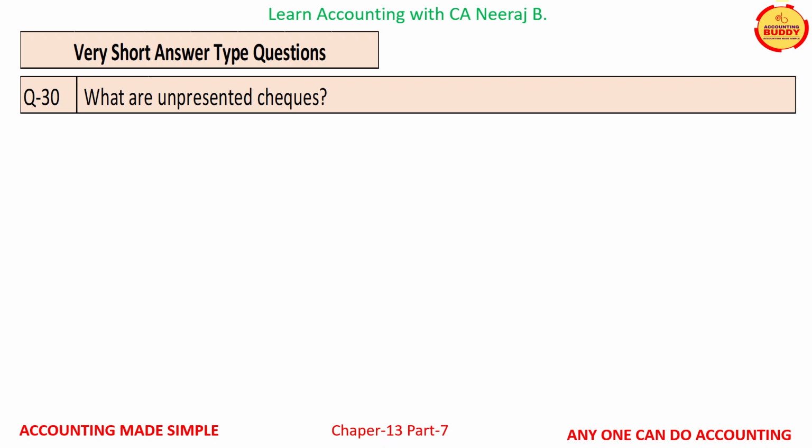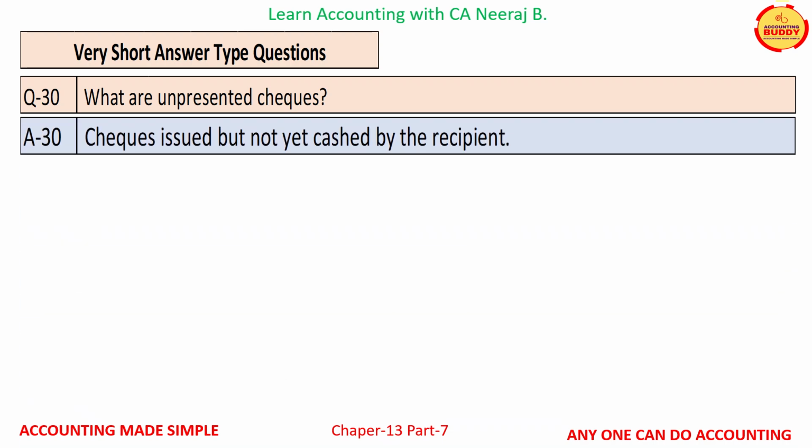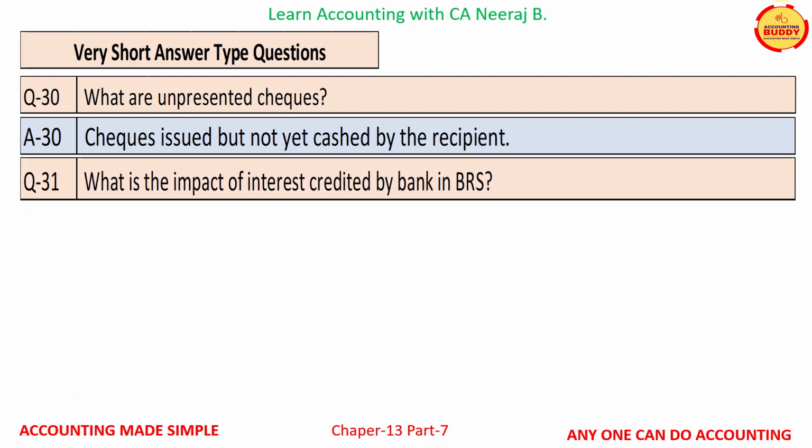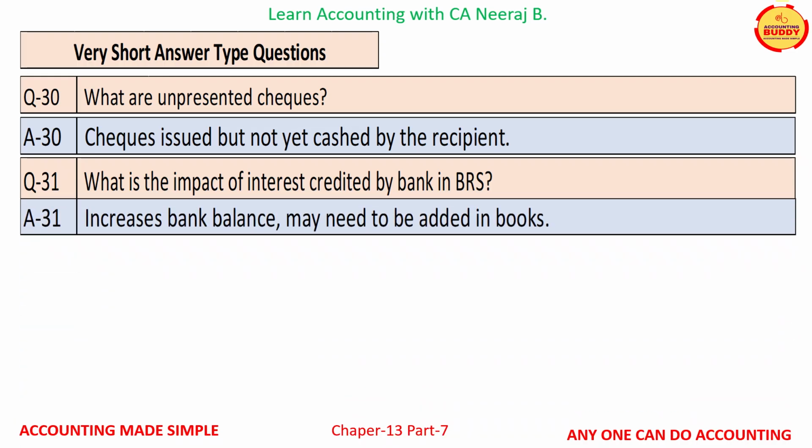Question number 30 is what are unpresented checks? The answer is checks issued but not yet encashed by the recipient. Question number 31 is what is the impact of interest credited by the bank in the bank reconciliation statement? And the answer is it increases the bank balance, and may need to be added in the cash book.